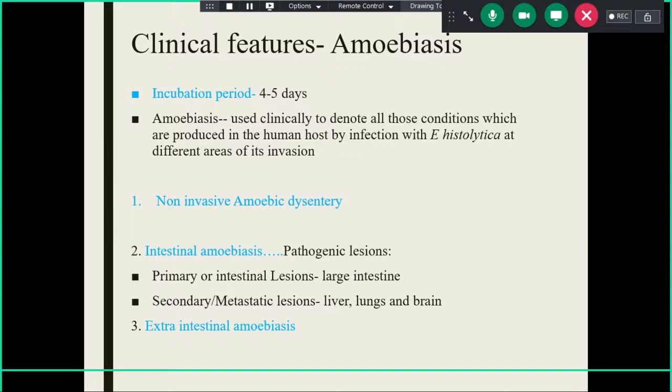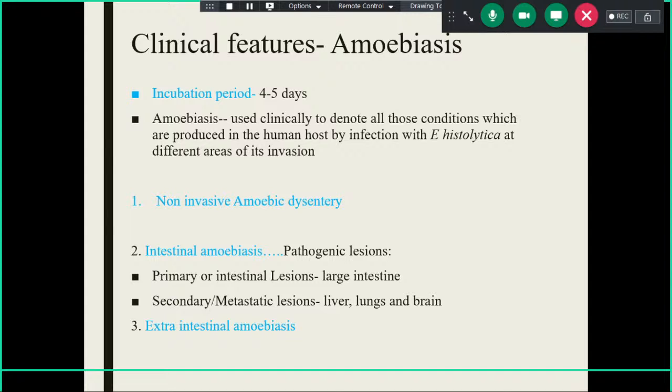I hope you know the difference between diarrhea and dysentery. If you don't know, please look into the book and find out, there is a very basic difference between diarrhea and dysentery. These two terminologies should not be intermixed. So Entamoeba histolytica is known to cause dysentery. Non-invasive, it causes non-invasive amoebic dysentery.